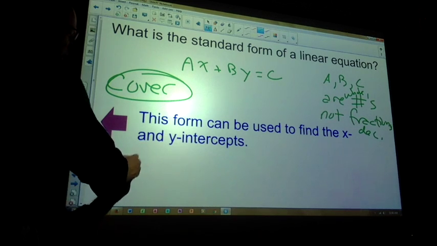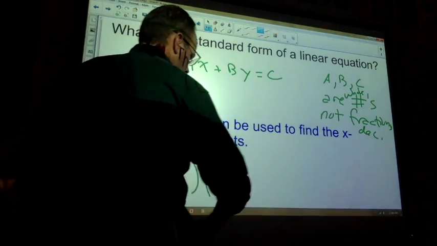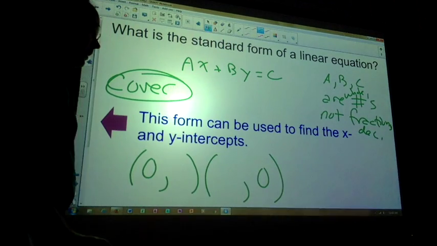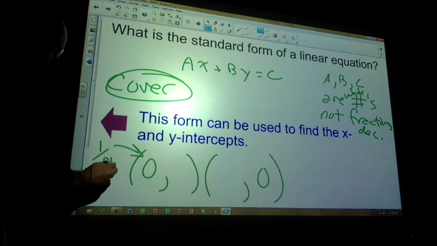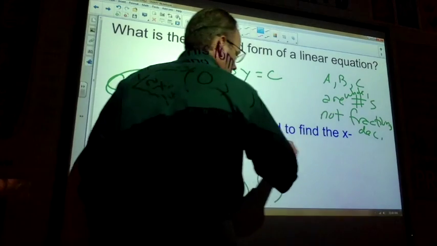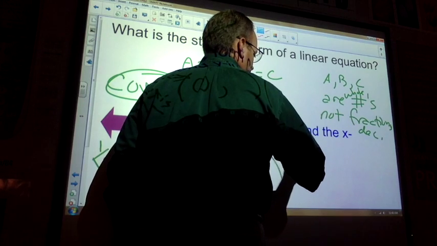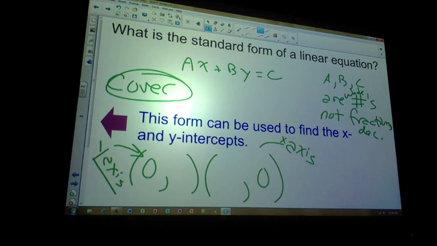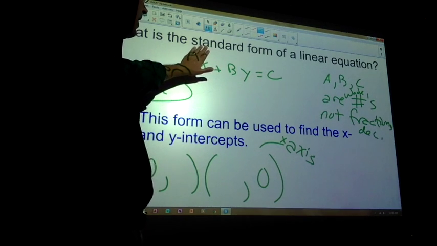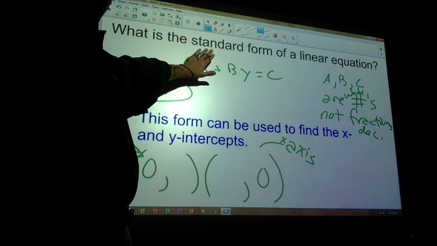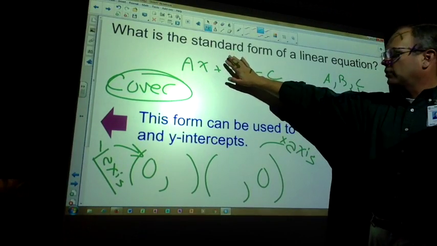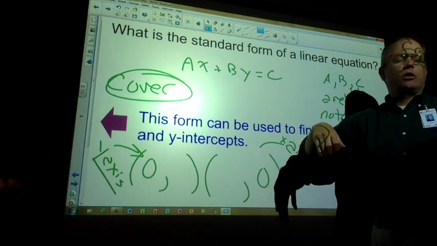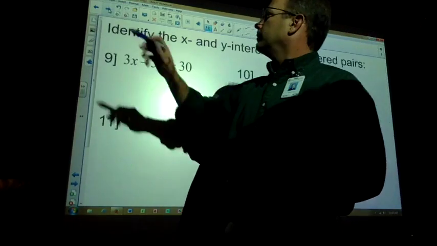So when you're doing your cover method, this is where it crosses the y-axis, and this is where it crosses the x-axis. When I say use the cover method, if I cover up the x, the x becomes a 0. That means I'm finding where it crosses y. If I cover up the y, I'm finding out where it crosses x, so my y value has to be 0.